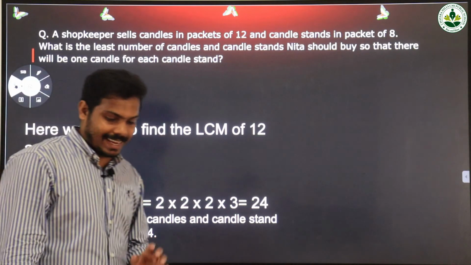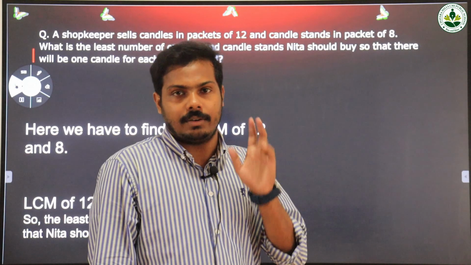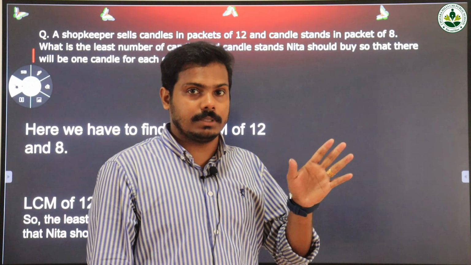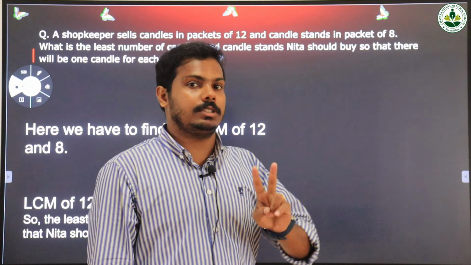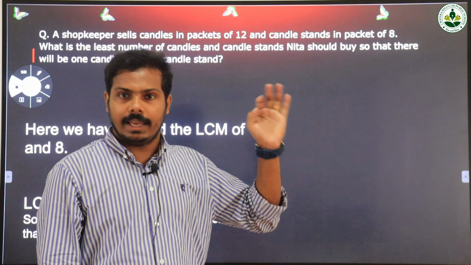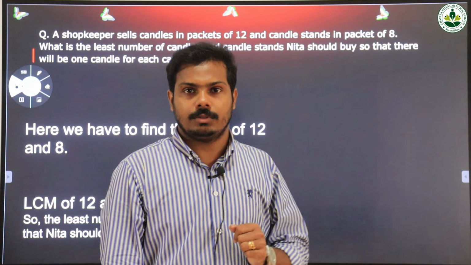So for finding LCM, we use two words, least and common. Least common multiple, that is LCM. HCF means highest common factor. Always remember these two terms, highest common factor, that is HCF, and least common multiple is LCM. Today's class is over.